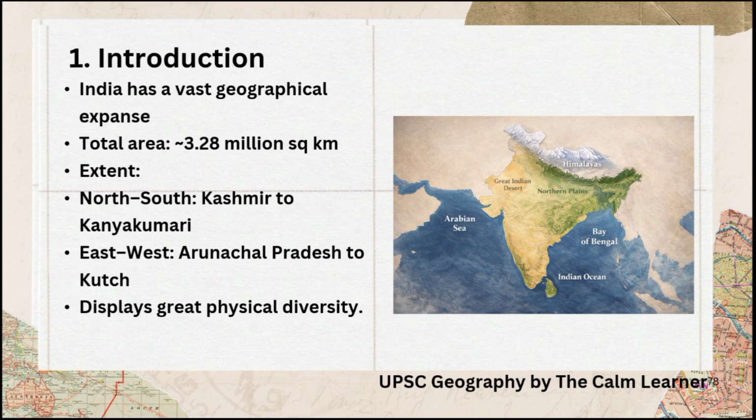If we look at its extent, India stretches from Kashmir in the north to Kanyakumari in the south, and from Arunachal Pradesh in the east to the Kutch in the west. Because India is so large, we see many different landforms here: deserts, mountains, plains, plateaus, long coastlines, and even islands. So, this chapter helps us understand why India looks so diverse yet remains one country.